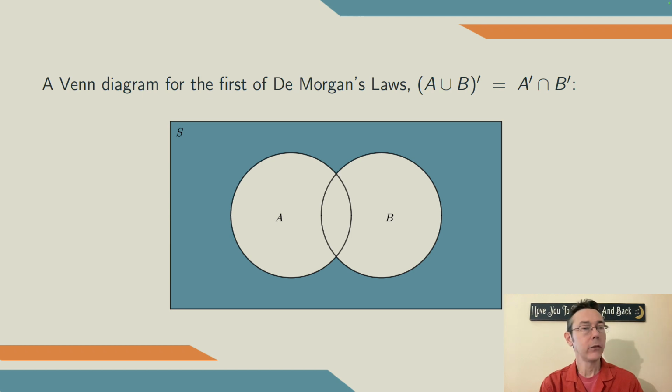So here it is. On the left side of this equality, you should imagine the thing in parentheses as being the unshaded region in this illustration, so A union B. So the shaded region is the complement of that. On the right-hand side, we are talking about all elements that are not in A and are also not in B. So again, that's the shaded region in this diagram.